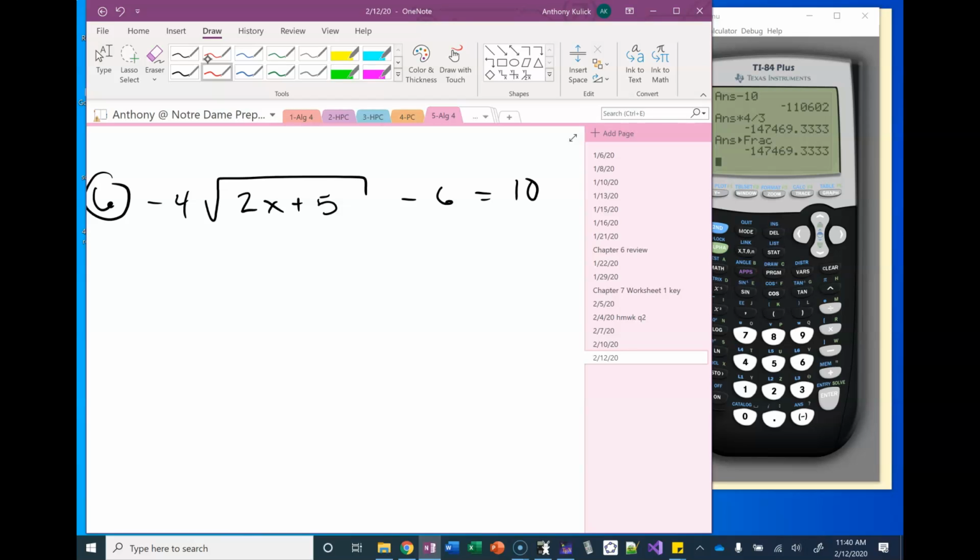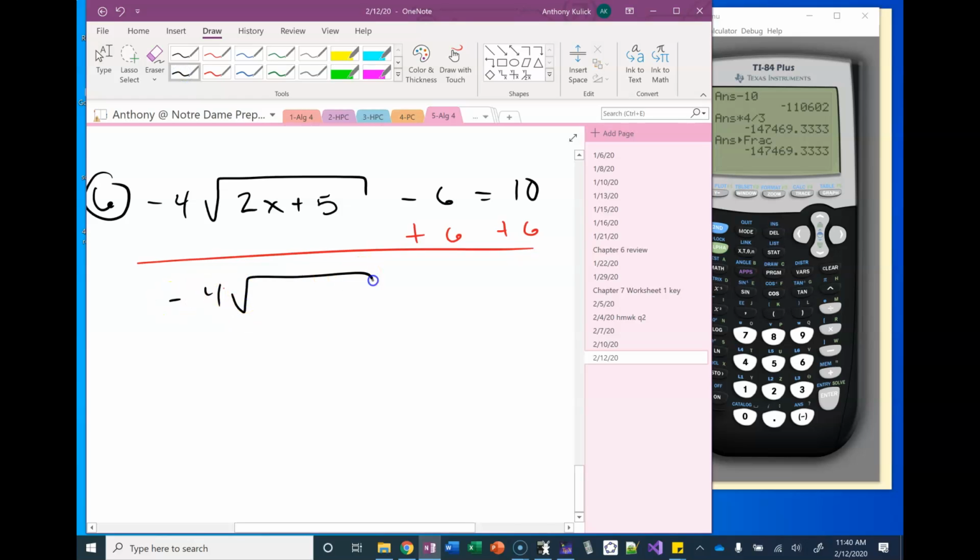Looking at number 6. What would I want to do first? Yeah, add 6. Agreed? Okay, so we added 6. Then what? Would I multiply by 4? How about dividing by -4? Does that work for you?